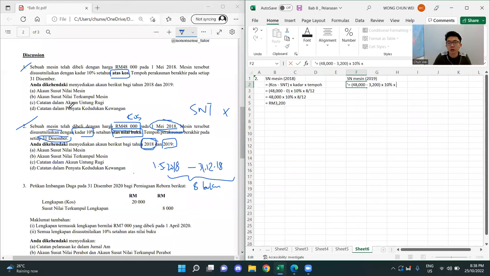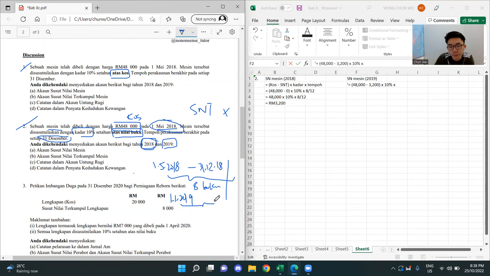Okay. Then now, how long for the tempo? So now we are doing for the 2019. So 2019 sekarang will be starting from after this date. The next year will be 1st January 2019. So you use, sampai the end will be 31st December 2019. So how long is this? This is satu tahun, a full year.